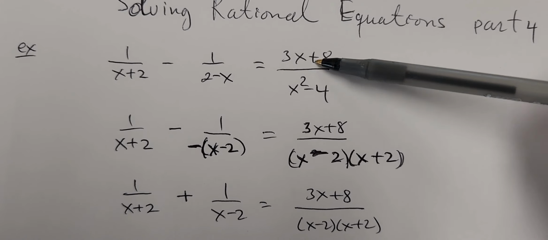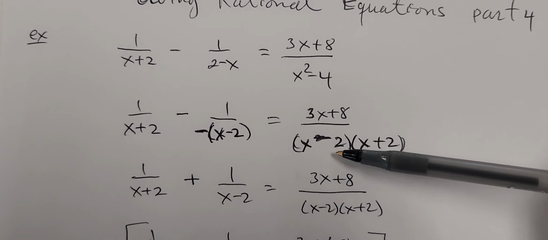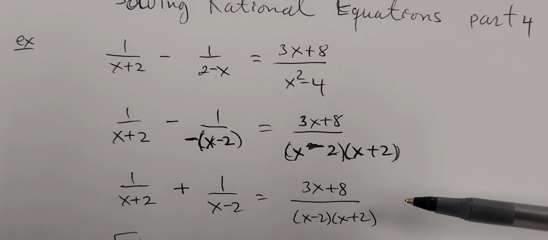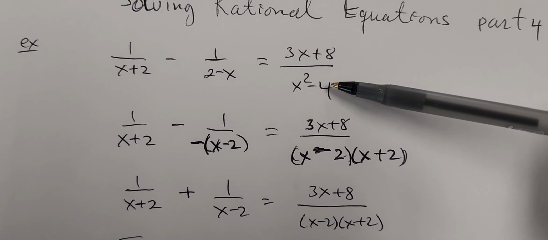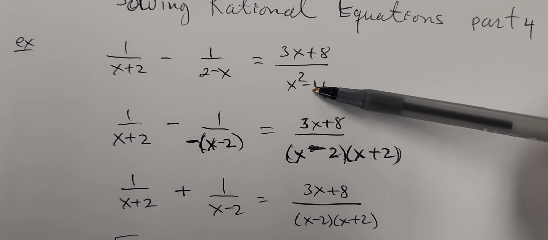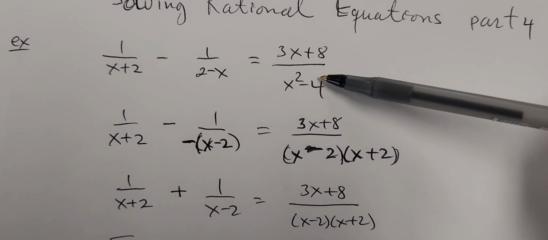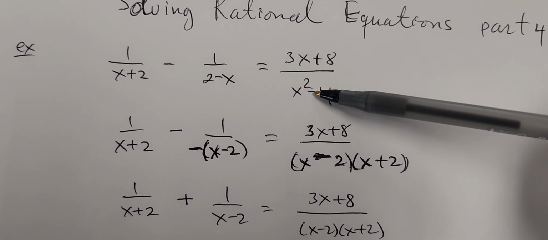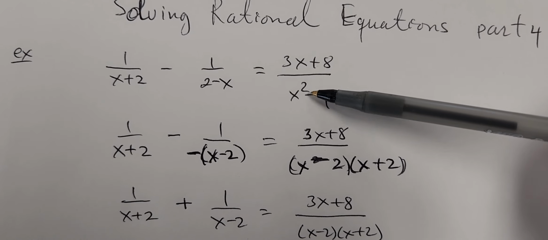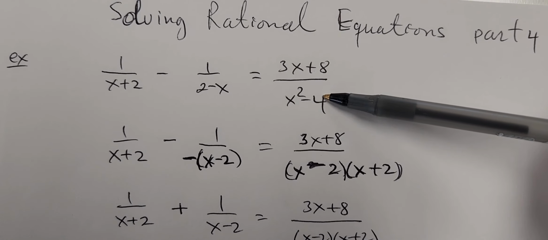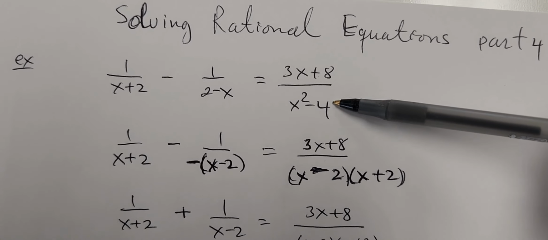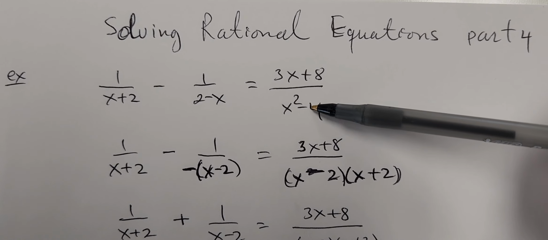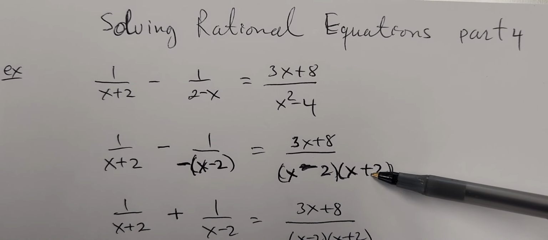Next, this fraction: the denominator is factored into x minus 2, x plus 2. The reason is this is a square, 4 is also a square, and because there's a negative in the middle, it can be factored into x minus 2, x plus 2. This is called difference of squares. X squared minus 4 is a difference of squares: x squared is a square, 4 is also a square, and there's a minus in the middle. So it can be factored into x minus 2, x plus 2.